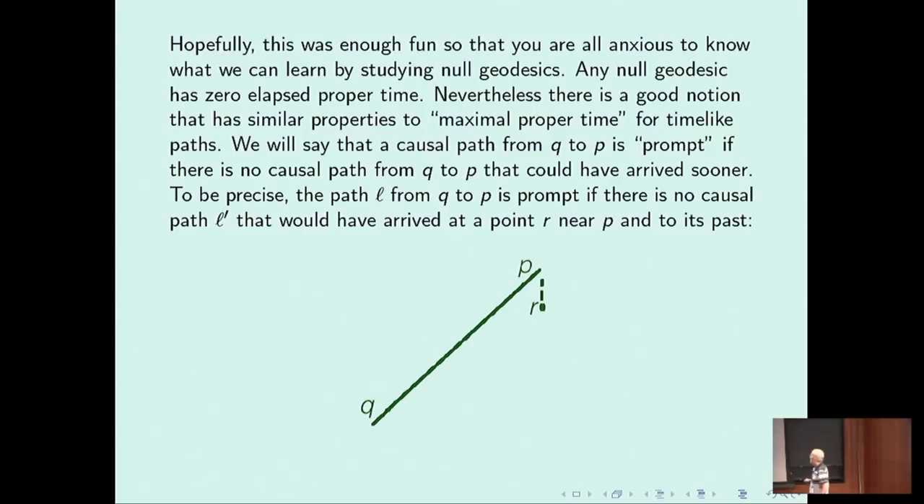So near means that no matter how close we are to P, but slightly to its past, we can't get there from Q by a causal path. So prompt means that P is the absolute best we can do. We can't get even slightly to the past of P by any causal path.